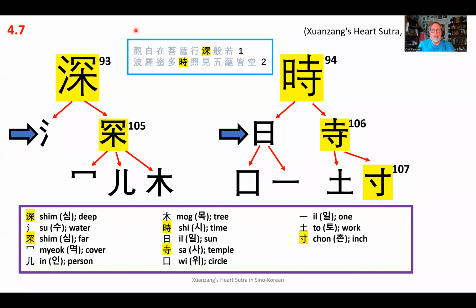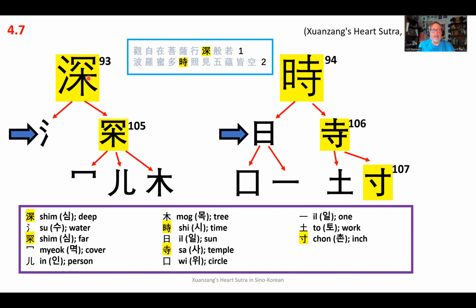Now we go on to the blue box on each of these slides, where the main characters are introduced. It will show the location in the part of the Heart Sutra that we're doing, or where the 2 characters that are on the slide are. So this first one, the character for deep or deeply, and the character for time or when or while. That's what's on this slide. So this first one is the character for shim, which means deep or deeply.